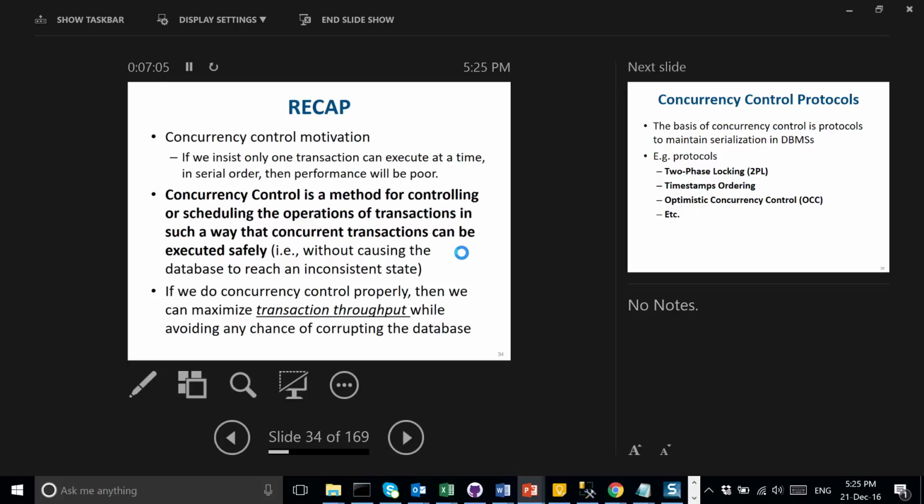Inconsistent means the state of the database does not reflect the reality. It does not keep everybody with a happy face. So in this scenario, what was the balance supposed to be? It was supposed to be 100 minus the 50 the other guy withdrew. The balance should have been 50, not 150. Okay? So this is an example of an anomaly that will happen if there is no concurrency control.